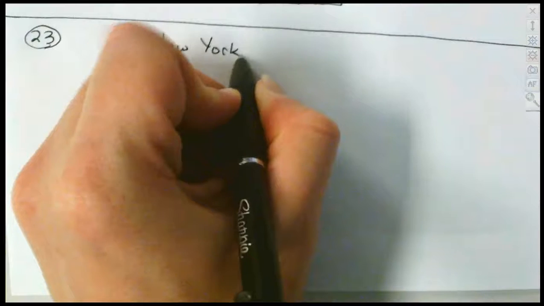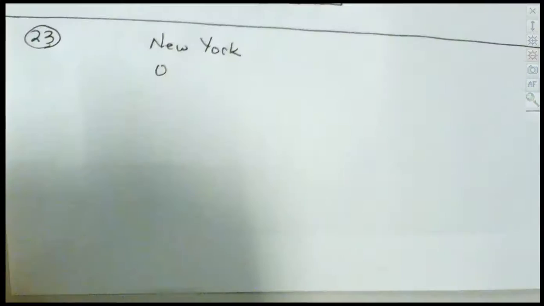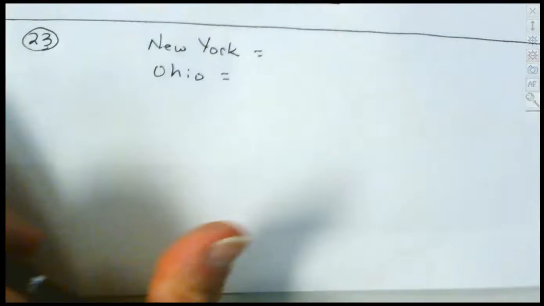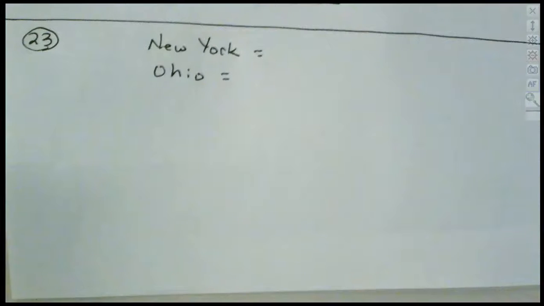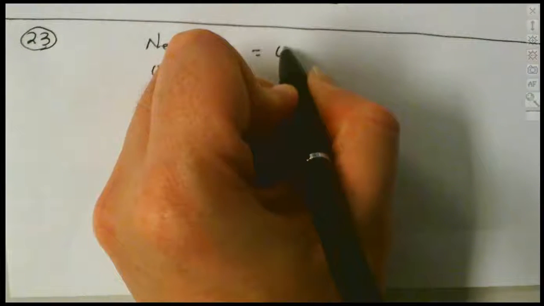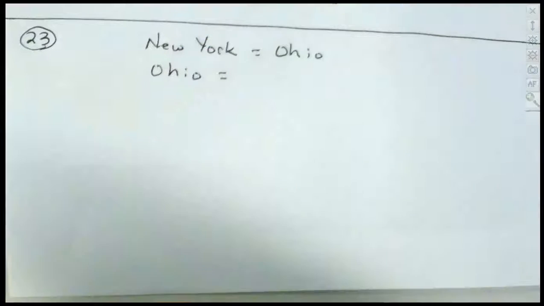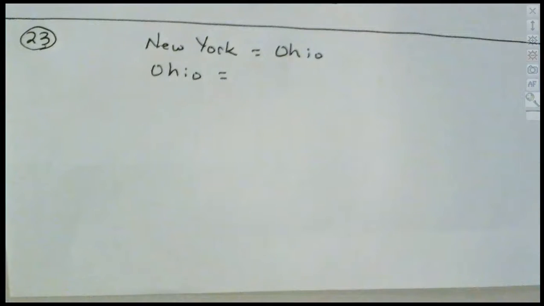So we've got New York, and we've got Ohio. And we need to see how these relate. Well, if we read it, the first sentence just talks about the drive-in movie theaters. And it says New York has 4 more screens than Ohio. So New York is going to be Ohio plus 4.